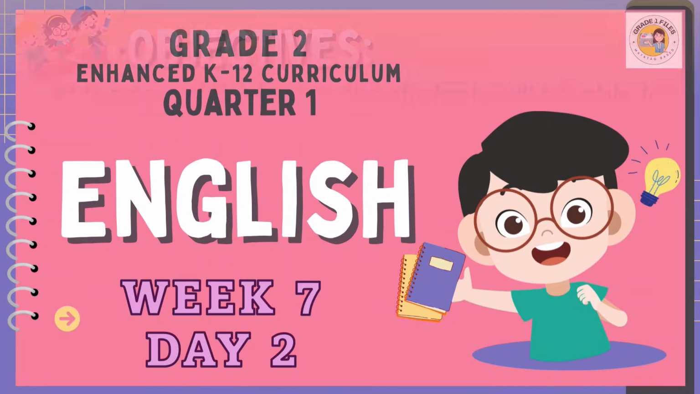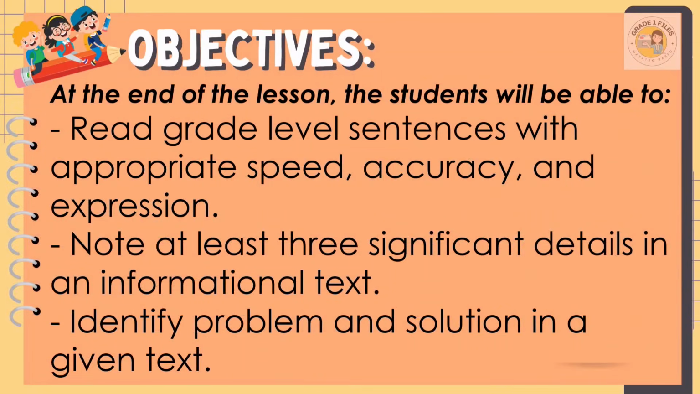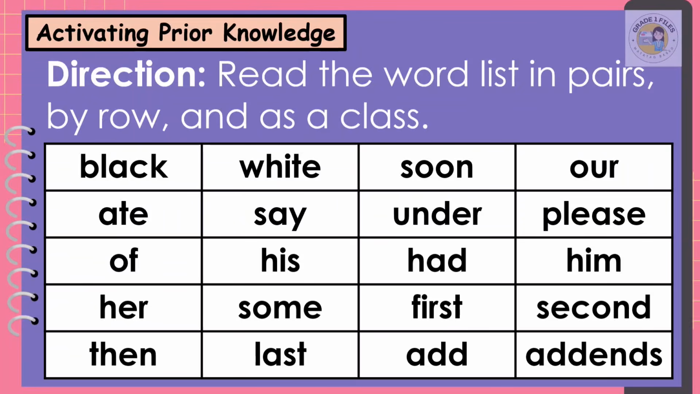Day 2. Objectives. At the end of the lesson, the students will be able to read grade-level sentences with appropriate speed, accuracy, and expression. Note at least 3 significant details in an informational text, and identify problem and solution in a given text. Read the word list in pairs, by rows, and as a class.